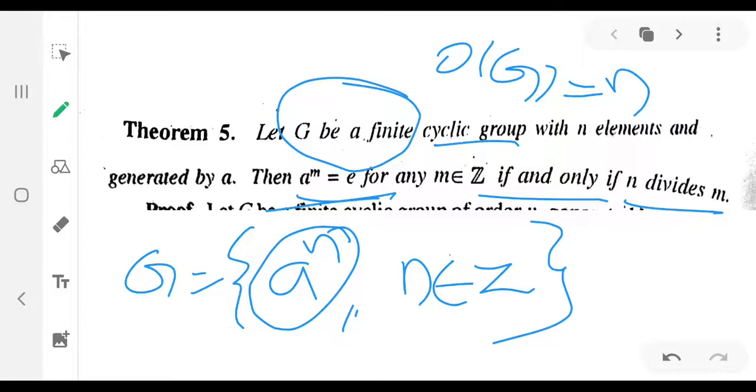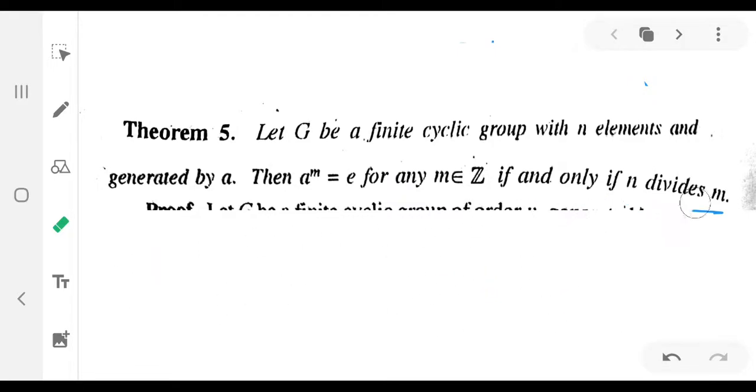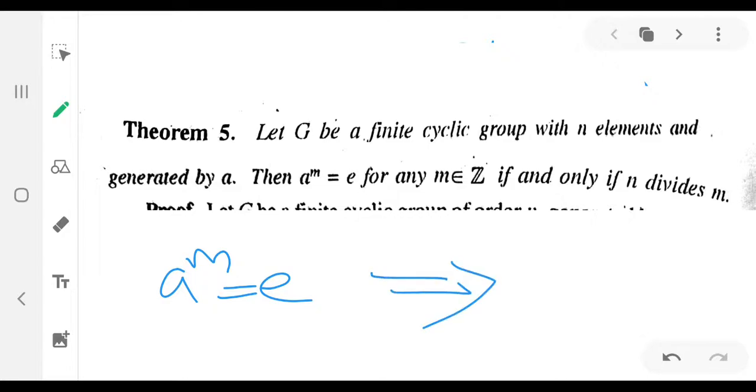പിന്നെ G is a finite cyclic group means order of G is n, ഒരു integer ആണ്. It's not infinity. G ക്കകത്ത് n elements മാത്രമേ ഉണ്ടാവുള്ളൂ. അങ്ങനെയാണെങ്കിൽ നമ്മുടെ സ്റ്റേറ്റ്മെന്റ് പറയുന്നത് then A raised to M is equal to E if and only if M divides n. അപ്പോൾ ഇവിടെ പ്രൂവ് ചെയ്യാനുള്ളത് A raised to M is equal to E implies and implied by M divides n, that is M is a multiple of n.